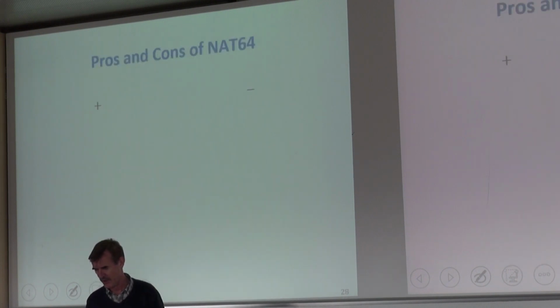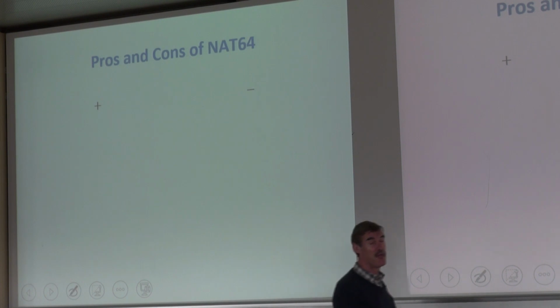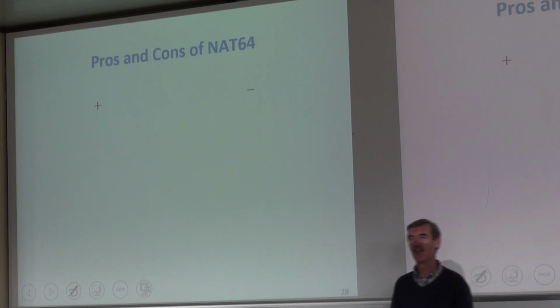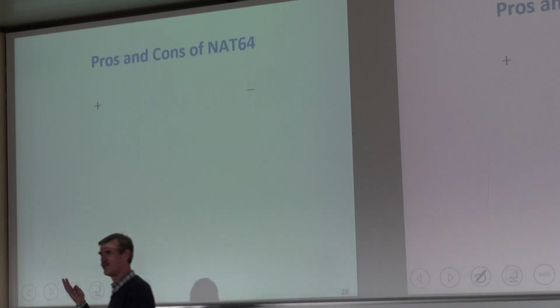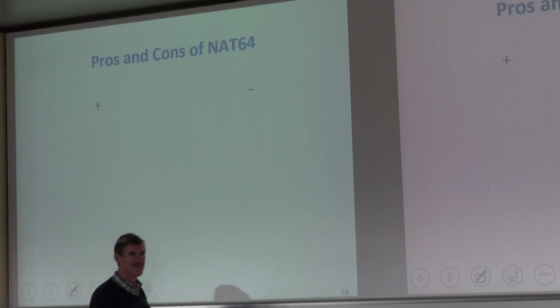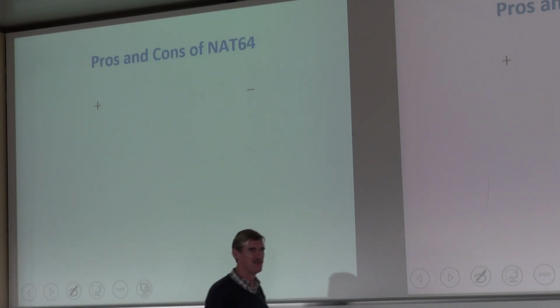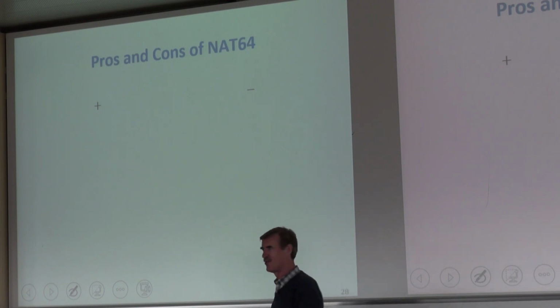So let's skip those details. Now, what are the pros and cons of NAT64? In particular, compared to the application layer gateway that we have seen before. Who wants to try a pro or a con? Any opinion? I mean, imagine you work for Swisscom next year, and they ask you, okay, we have to do IPv6 to IPv4 interworking. Should we do NAT64 or application layer gateway?